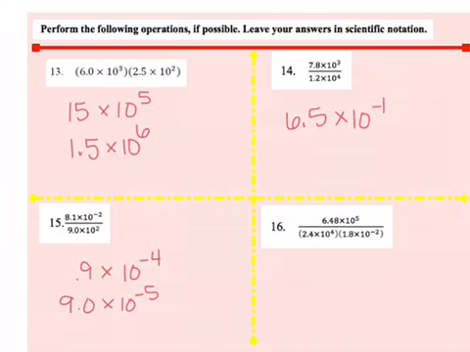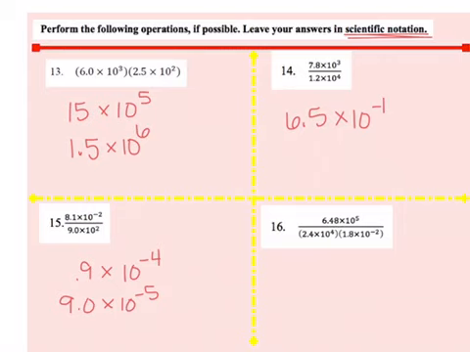So here are the answers I got for 13, 14, and 15. When it came to 13 and 15, remember we need our answers in scientific notation, so we need the coefficient to be a number between 1 and 10. So 15 was not a number between 1 and 10, so I had to move the decimal over, and then I had to add 1 or subtract 1 depending on the direction I had to move the decimal back to where it was. So if you got anything different on these, please come talk to me.